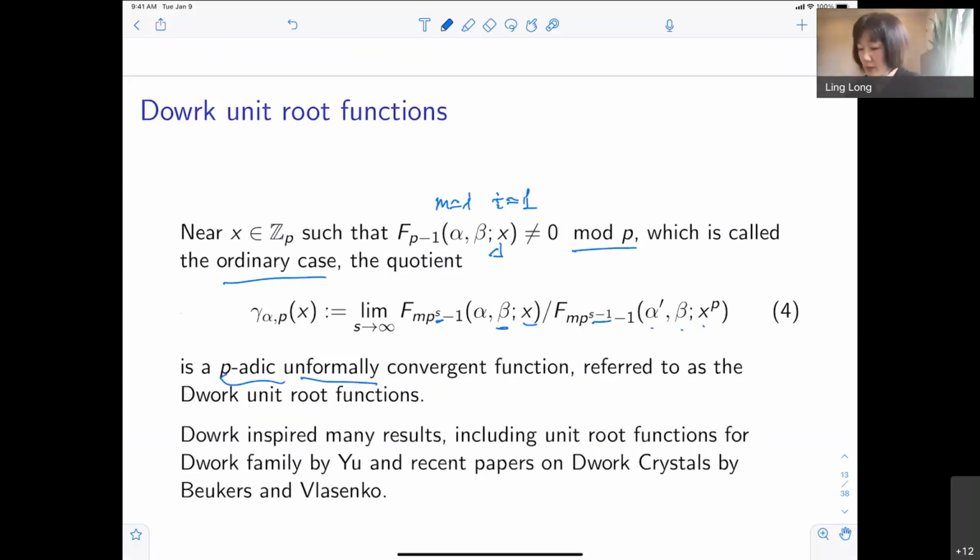And the Dwork, I misspelled that. Sorry. I noticed that, it's very embarrassing. It inspired many results, including the unit root functions for the Dwork family. The variation of unit root function for the Dwork family by Dwork, which was mentioned by my colleague Bill Hoffman. And then there are also two recent papers on the Dwork crystals by Fritz Beukers and Masha Wolasenko. So what I'm going to use will be the Dwork unit roots.